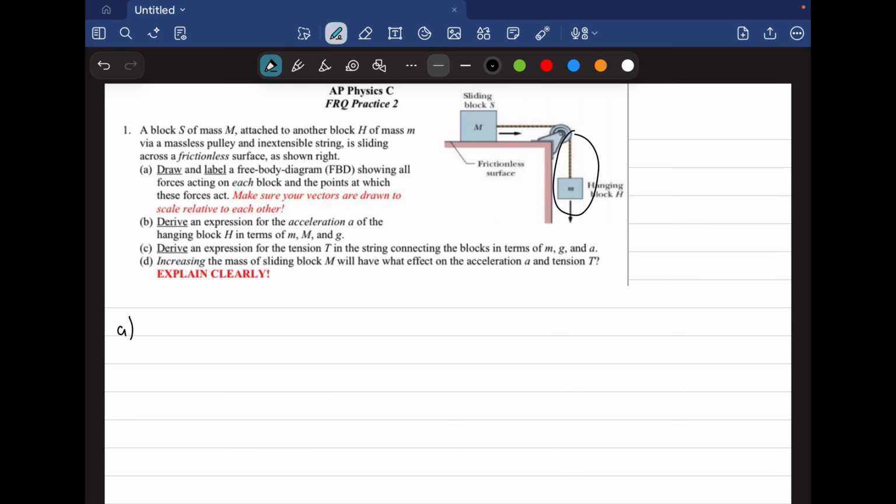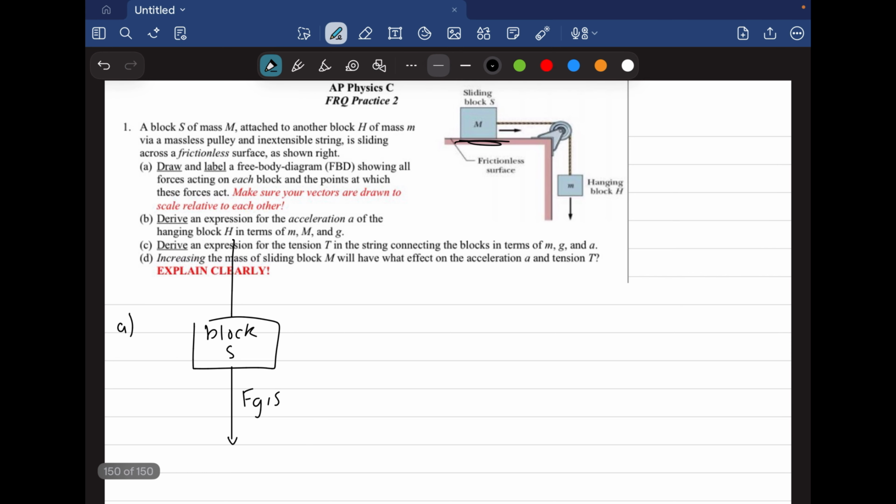So part A is asking us for the free body diagram. First I'll do block S. And then that's gravity, so Fg. Then S, subscript S. And then since it's on the surface, that's Fn, so I'll draw it up. And then Fg and Fn are equal in magnitude.